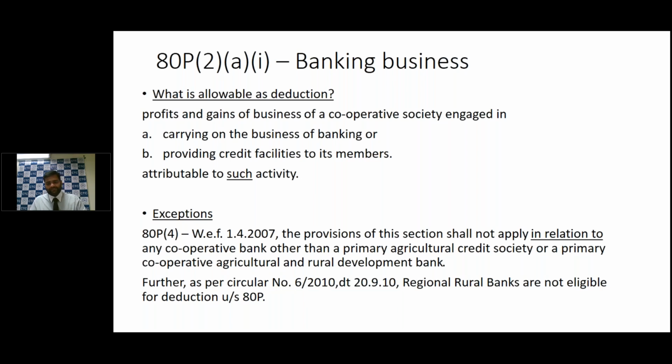If you see the exception, they say it shall not apply to a cooperative bank other than a primary agricultural credit society or a primary cooperative agricultural and rural development bank. So therefore, two types of banks, which is the primary agricultural credit society and primary cooperative agriculture and rural development bank, they shall be eligible to claim deduction under section 80P2A1.